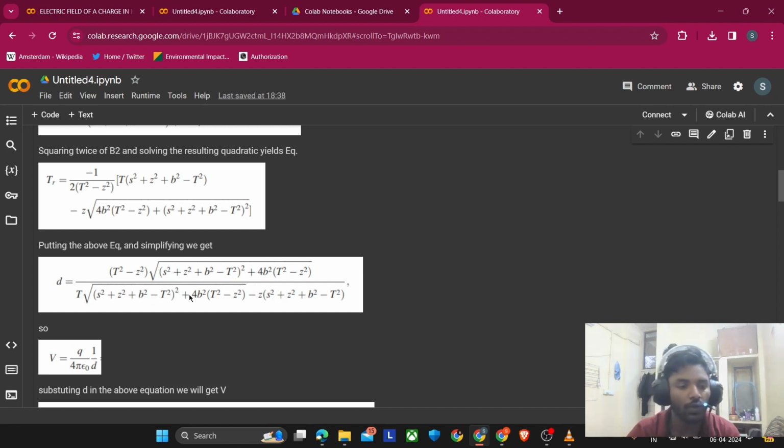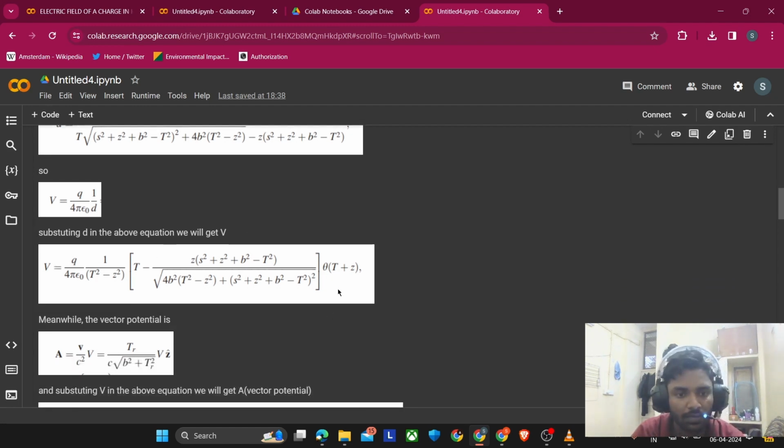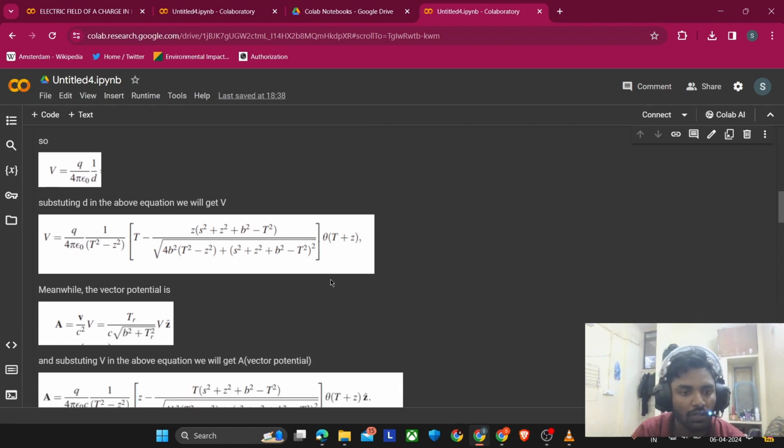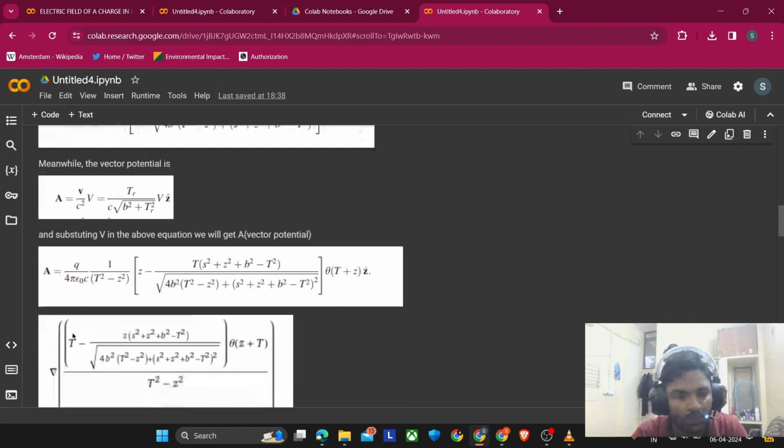We know the potential is Q by 4 pi epsilon naught into 1 by D. Substituting this D in the potential V, we get this equation. We know the vector potential is V by C square into V, and the formula for V is TR by under root B square plus TR square. Substituting this V and this potential, we get the vector potential as this equation.